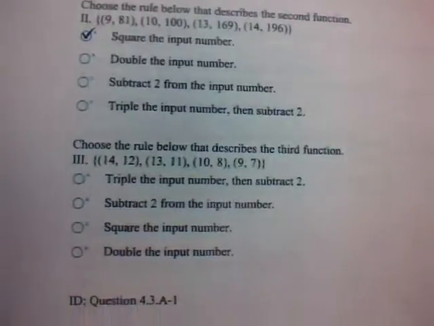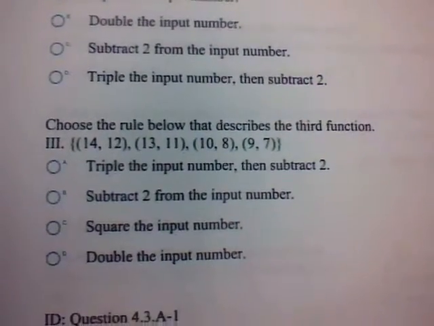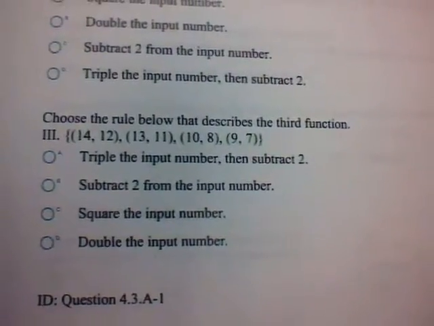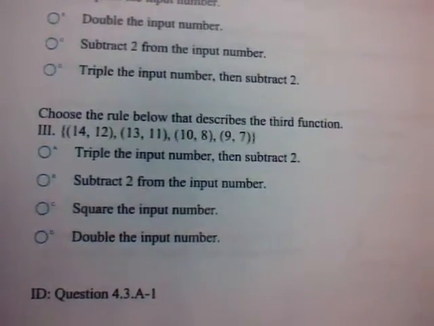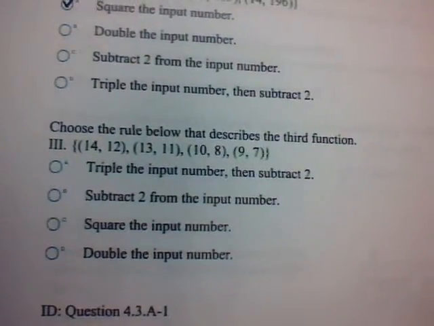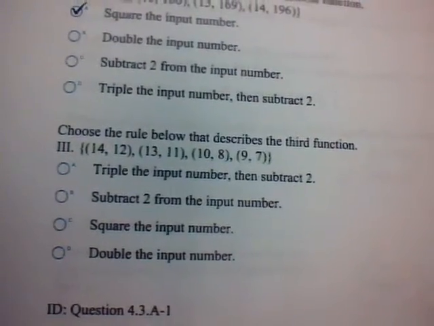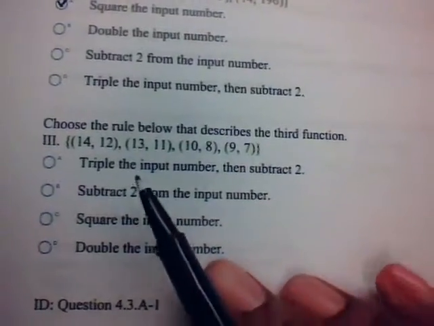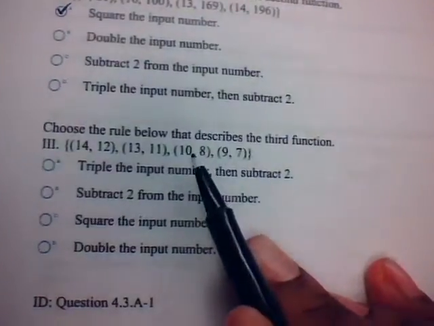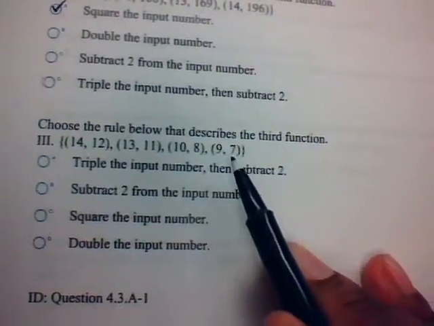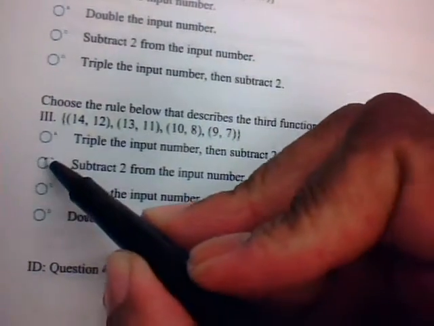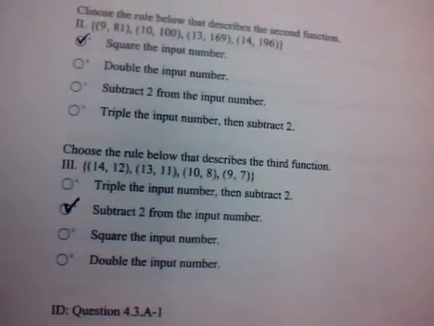And then part C, we got 14, 12, 13, 11, 10, 8, 9, 7. Now, compare 14 and 12, we're subtracting 2. Compare 13 and 11, we're also subtracting 2. Compare the 10 to the 8, you're subtracting 2. And compare the 9 to the 7, you're subtracting 2. So in this case here, we're subtracting 2 from the input number.